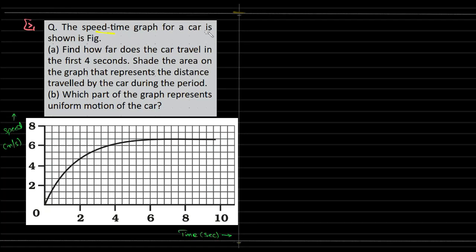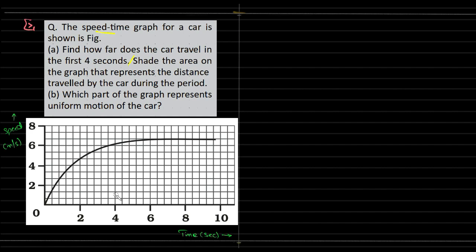The speed time graph for a car is shown in figure. How far does the car travel in the first 4 seconds? Shade the area on the graph that represents the distance traveled by the car during this period. Which part of the graph represents the uniform motion of the car?